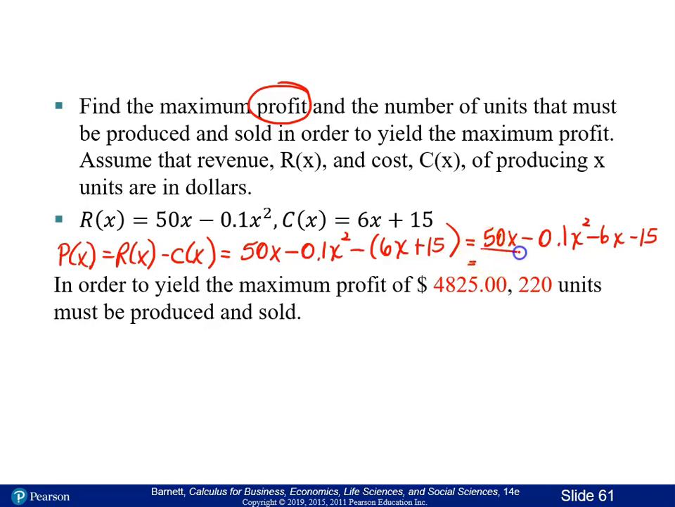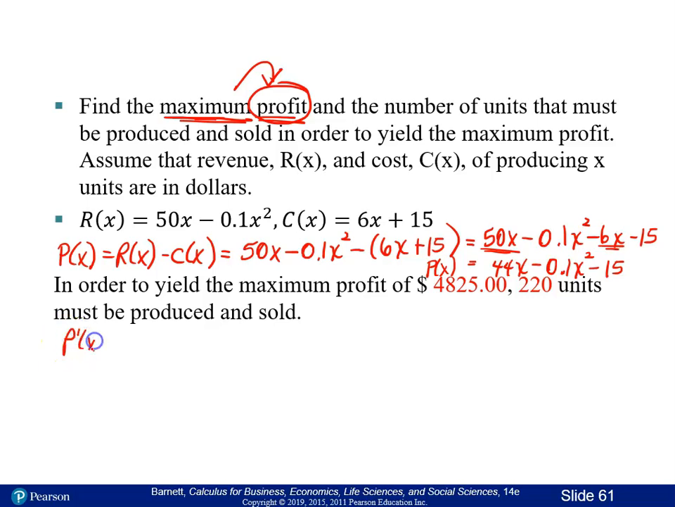Okay, so we'll combine some like terms together. We've got a few here. So 44x minus 0.1x squared minus 15. Okay, so that gives us our profit equation. And anytime we see that we want to maximize something, that means we're going to take the derivative of that quantity. So we need to first find that quantity and then take the derivative of it.